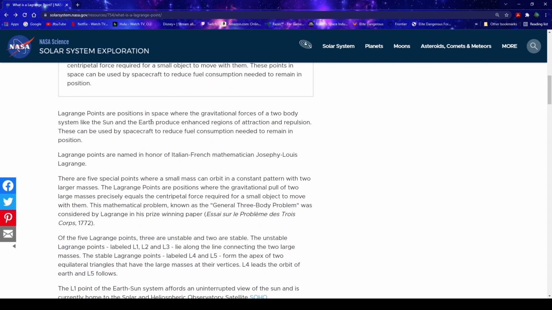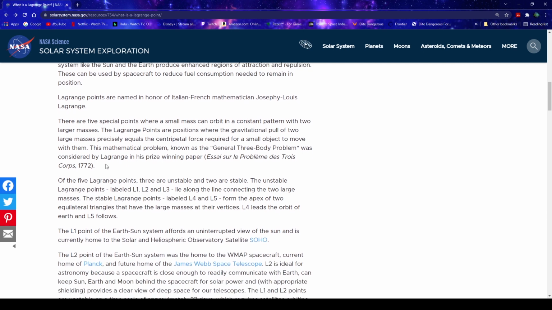So basically, Lagrange points are positions in space where the gravitational forces of a two-body system, like the Sun and the Earth, produce enhanced regions of attraction and repulsion. They can be used by spacecraft to reduce fuel consumption needed to remain in position. They are named in honor of Italian-French mathematician Giuseppe Louis Lagrange. There's actually 5 special points where a mass can orbit in a constant pattern with 2 larger masses. Okay, the Lagrange points are positions where the gravitational pull of 2 large masses precisely equals the centripetal force required for a small object to move with them. That's basically it in a nutshell.